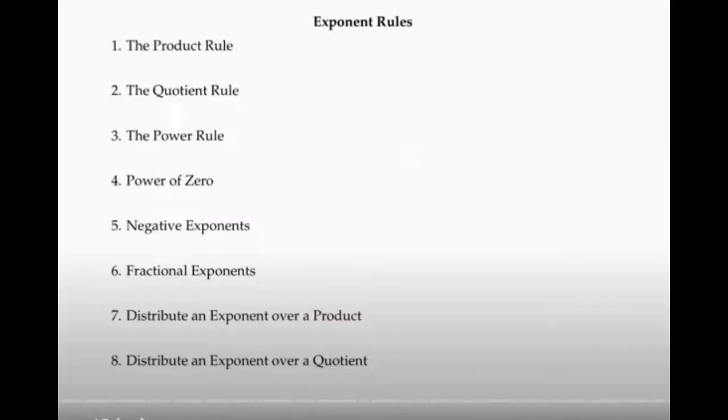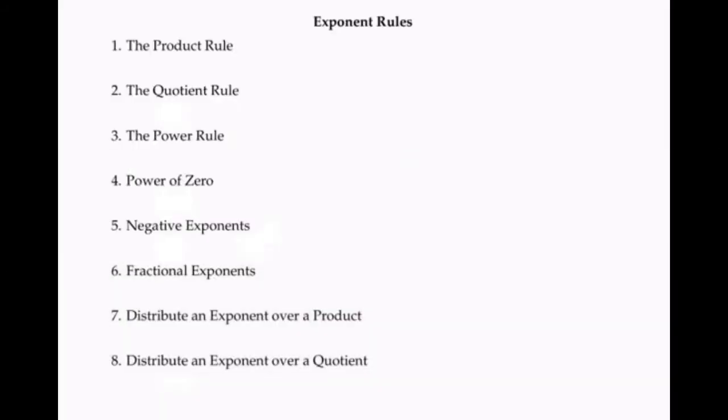In this video, I will work out some examples of simplifying expressions using exponent rules. I will start by reviewing the product rule, which says that when you multiply two expressions with the same base, you add the exponents. The quotient rule says that when you divide two expressions with the same base, you subtract the exponents. The power rule says that when you take a power to a power, you multiply the exponents.